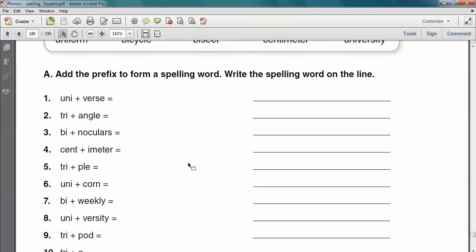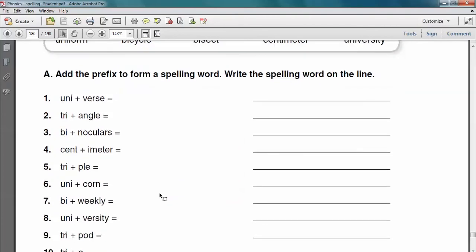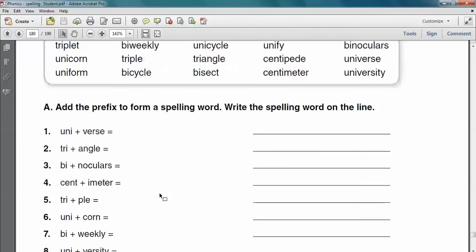The first page about this lesson is page 170. The first exercise that we have is too easy to do. Just write the word as one word. Here we have the prefix by itself and then a part of the word, so we need to write it as one word. Here we have uni and verse, so we will write here universe. And we will do the same for the rest of the exercise, just writing the words.